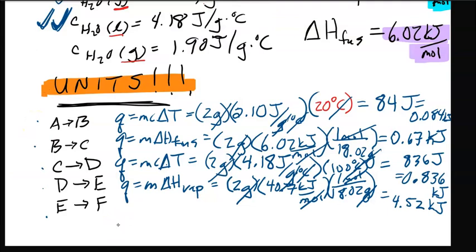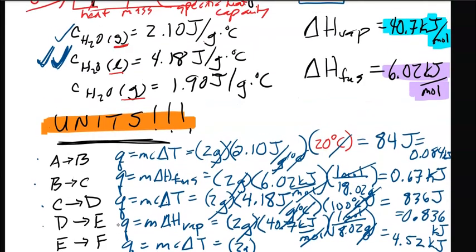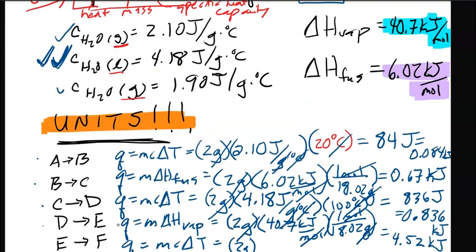There we go. Okay, we don't want to highlight everything. Q equals mc delta T. The mass has been conserved. It means it stayed the same the whole time. So 2 grams. The specific heat this time is for when water is in the gaseous phase. So pay attention to that.